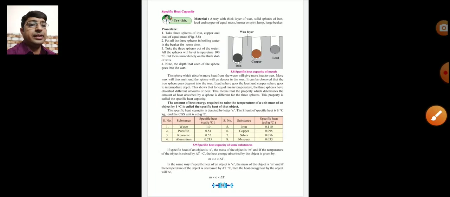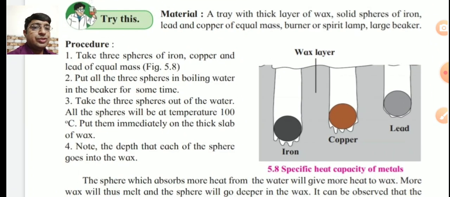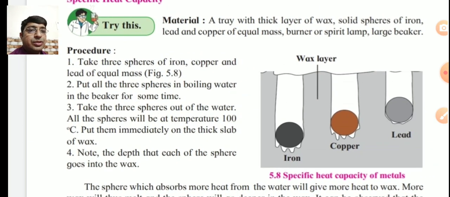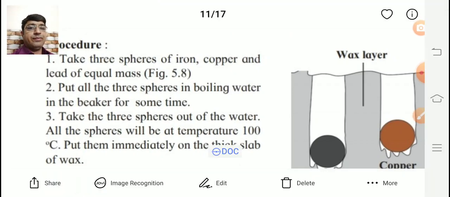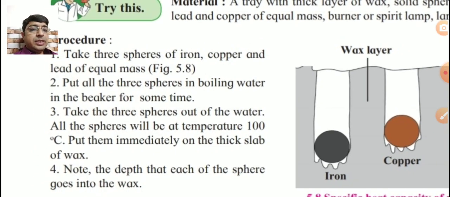Next, page number 68. Specific heat capacity. Some material is given, procedure is given. See in the figure, specific heat capacity of metals. There is showing in the figure three different metals: iron, copper, and lead. See the procedure. Take three spheres of iron, copper, and lead of equal mass. Put all the three spheres in boiling water in the beaker for some time. Take the three spheres out of the water. All the spheres will be at a temperature of 100 degrees Celsius.